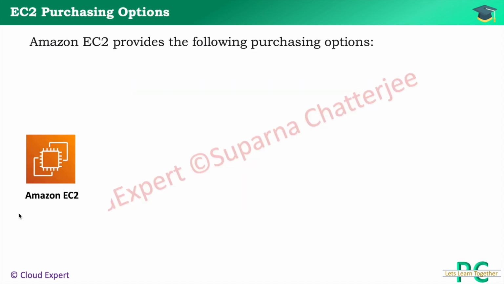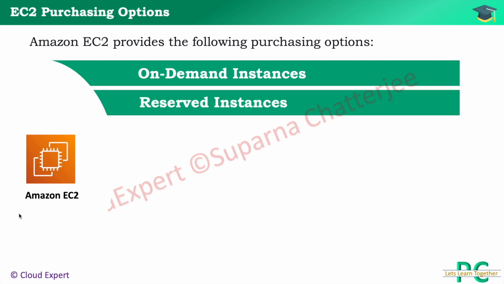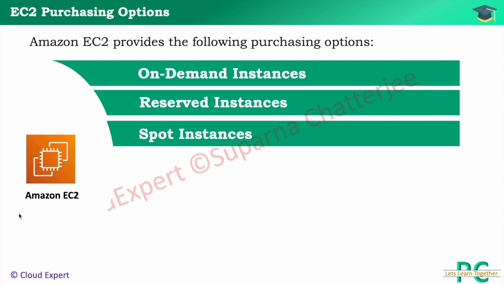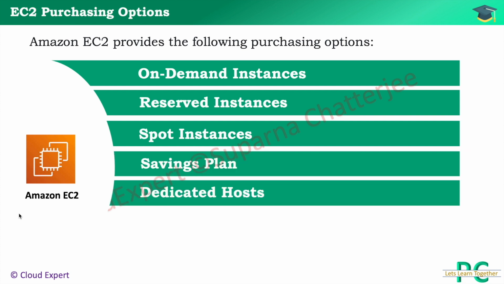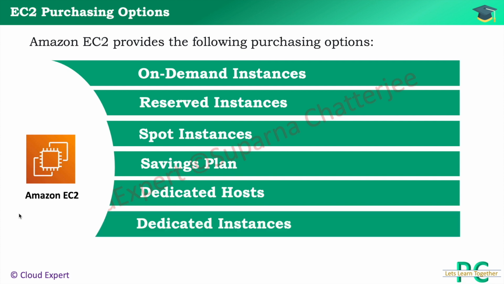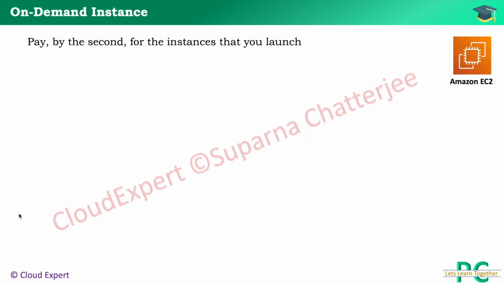Now let's review the EC2 purchase options. First, on-demand instances, then reserved instances, followed by spot instances, then savings plans, dedicated hosts, dedicated instances, and last but not least, capacity reservations. Now let's deep dive into each purchase option one by one. We'll start with on-demand instances.